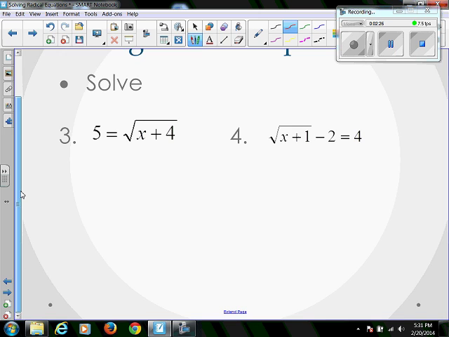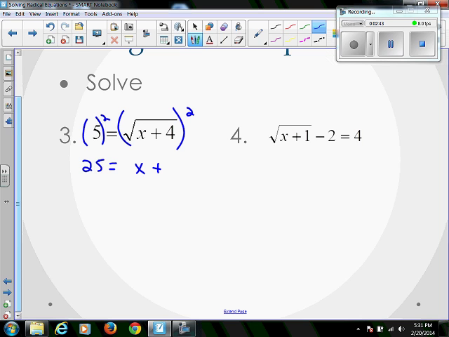Number 3. The square root is isolated. So our first step is going to be to square both sides. 5 squared is 25. And the square root and the square cancel out, so we're left with x plus 4. Now we need to solve by subtracting 4. 25 minus 4 is 21.